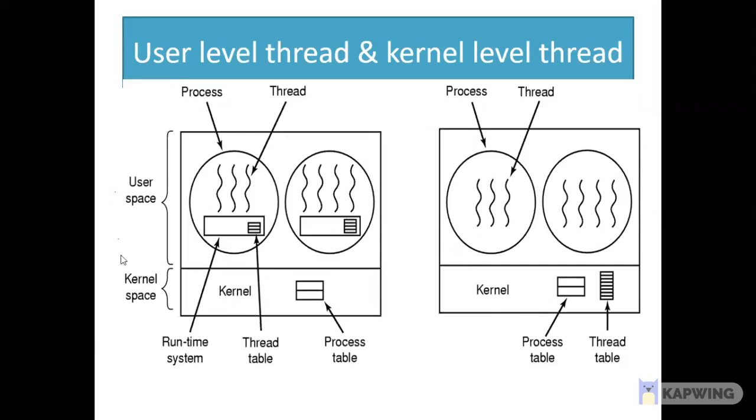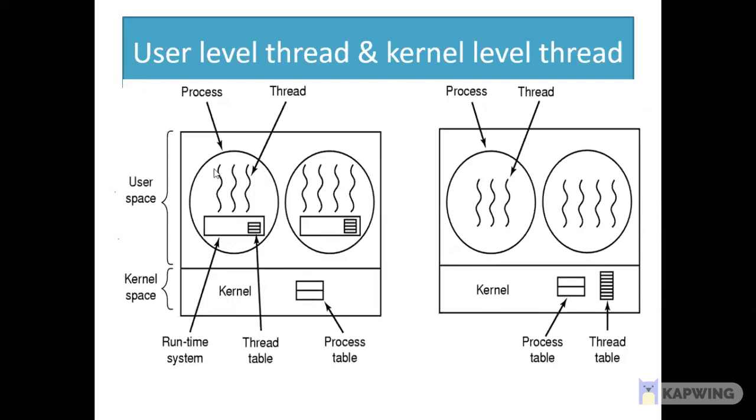All the operations are performed by the OS with the help of the kernel only. So now here we can see user level thread and kernel level thread. This is your user level and this is your kernel level, or kernel space. User space and kernel space. In user space, the user can interact with all the operations, but the user cannot interact with the kernel space. Operations related to the kernel, the user cannot interact with.